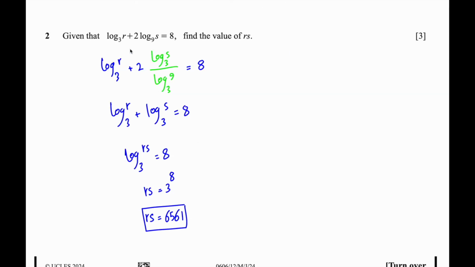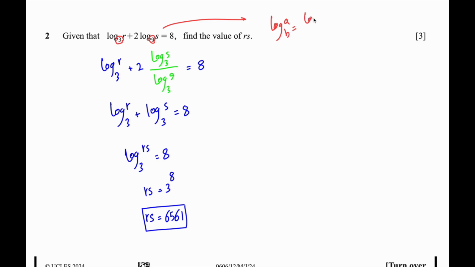Question number 2. I'm given a logarithmic equation and I have to find the value of RS. So the very first thing you have to do when it comes to solving a logarithmic equation is to make sure all the logarithms have the same base. So I prefer to keep the 3 right here and change the 9 somehow to 3. So it can be done if you remember the formula.